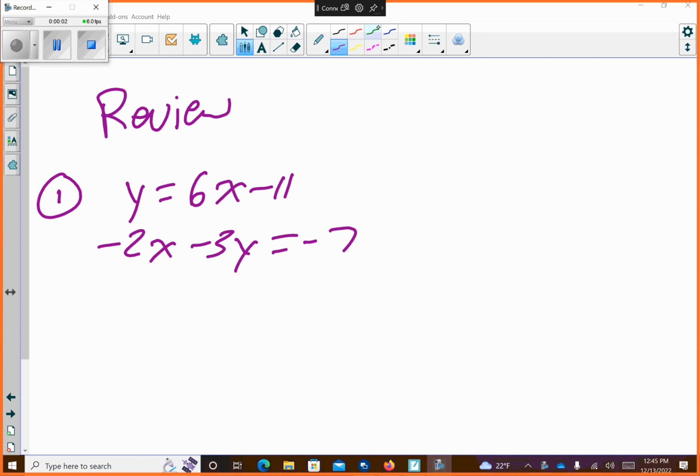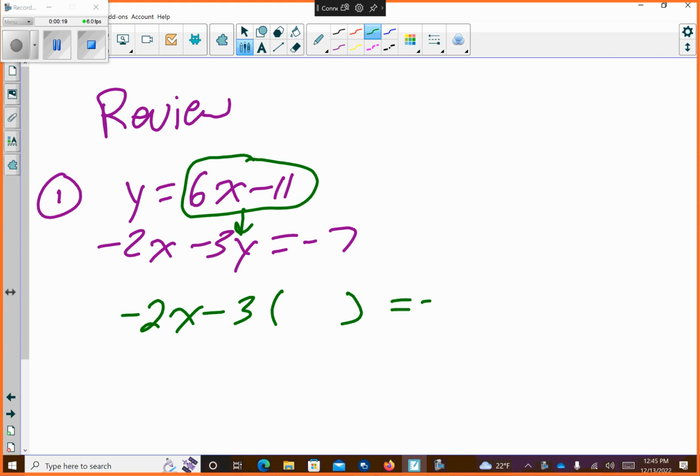Alright guys, this is the review for the homework that's not really due, but this will help you on the test. So this is a substitution because we know that y equals something. So I'm going to take that and plug it right in there. So I get negative 2x minus 3 parentheses equals negative 7. Those parentheses is where y used to live, but this is what's going to go in for y now.